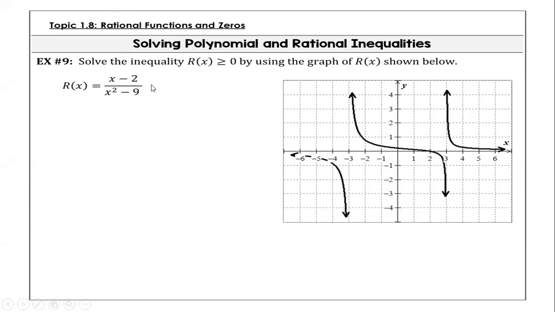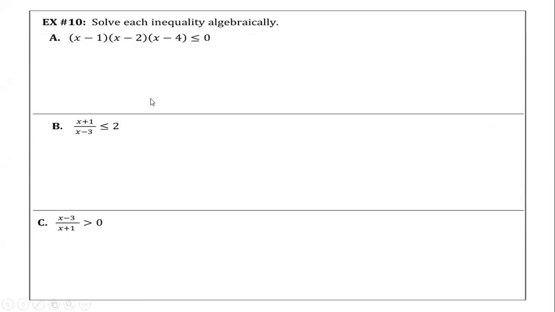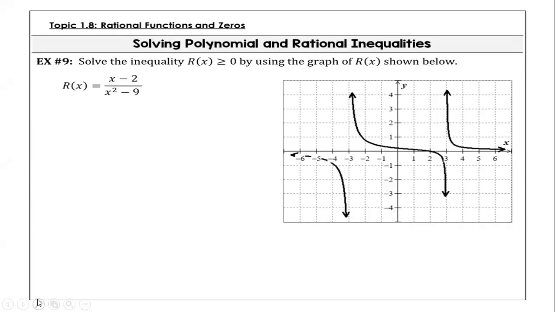Okay, and it says it wants to know, yes, this right here, the function, the graph, the function, all that's r of x. R of x is just the name. You don't always have to have f of x or g of x. You can name a function whatever you want, just like you can name yourself whatever you want. Okay, so it's asking us, when is this greater than or equal to 0?